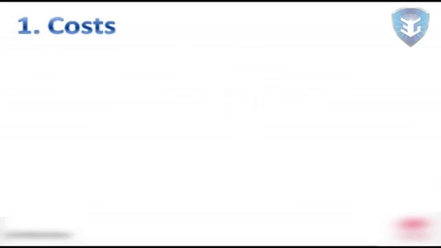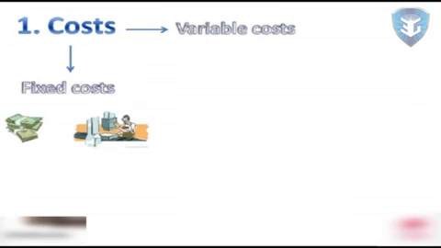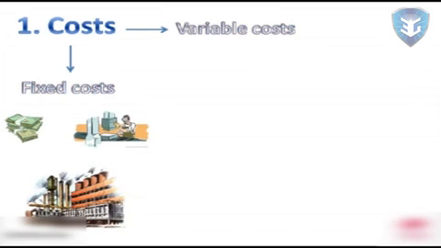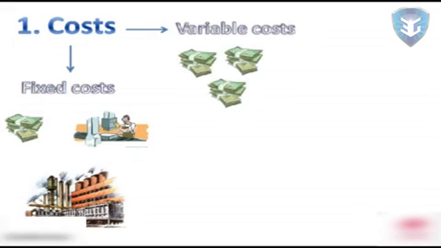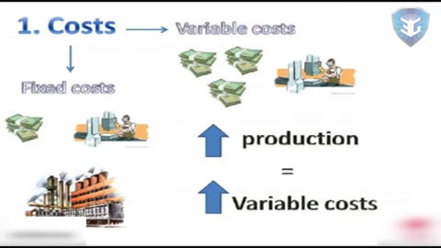The first influence on price is cost, which is quite logical when you think about it. Costs exist in fixed and variable costs. Let's start with the fixed cost. Fixed costs are costs that are made no matter the amount of production. For example, rent. No matter how much you produce, you still have to pay the monthly rent. Variable costs are costs that increase or decrease dependent on the amount of production. More production means a higher variable cost and vice versa.